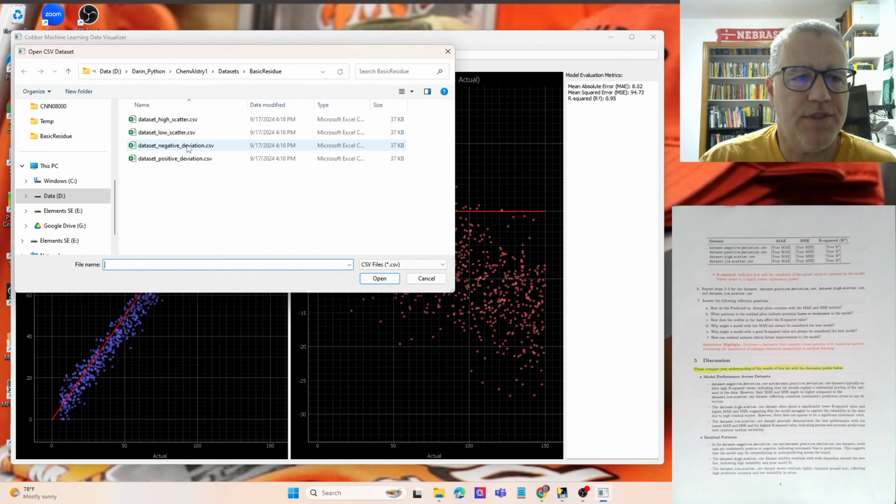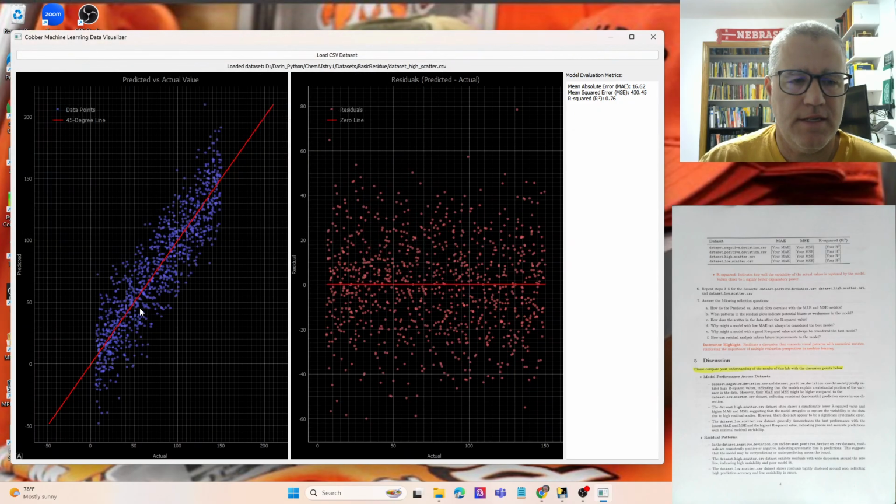I'm going to pick up here with the high scatter one. And lo and behold, we see this scattered about the 45-degree line. We see no noticeable systematic trend here, both in the predicted versus actual and in the residual plots. So this model is in principle accurate, but it is very scattered.